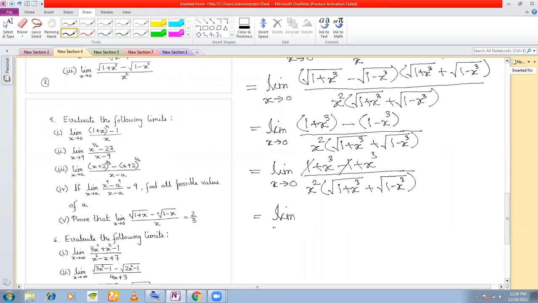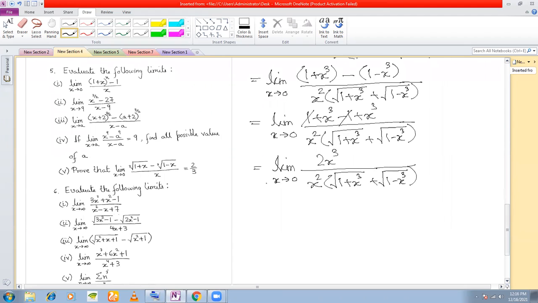So you get limit x tends to 0, 2x cube divided by x square into root 1 plus x cube plus root 1 minus x cube, right? So now x square cancel, 2 powers cancel here, you get only a single power here. So what you are eventually left with is limit x tends to 0, 2x by root 1 plus x cube plus root 1 minus x cube.